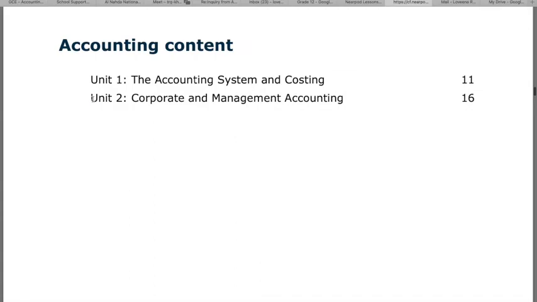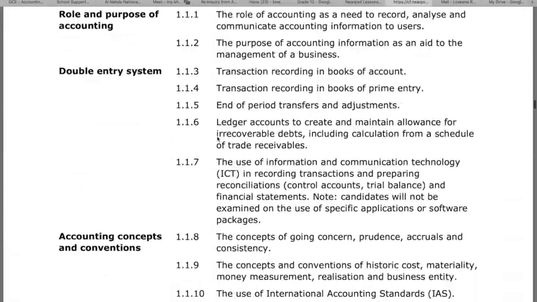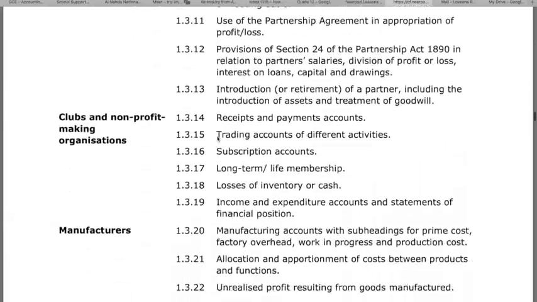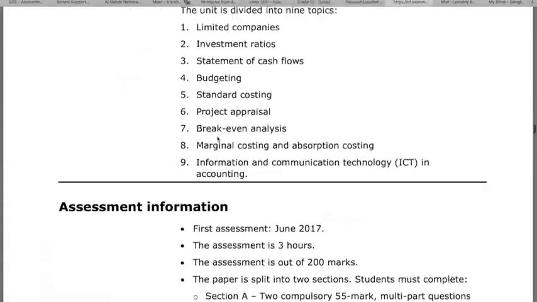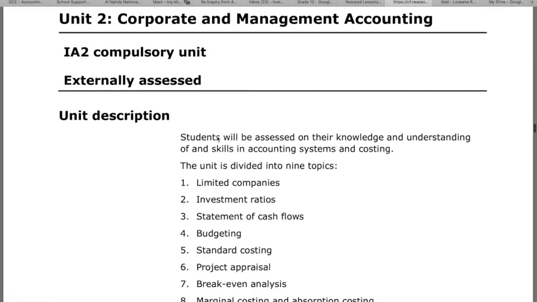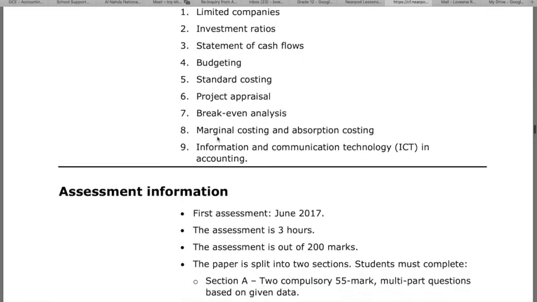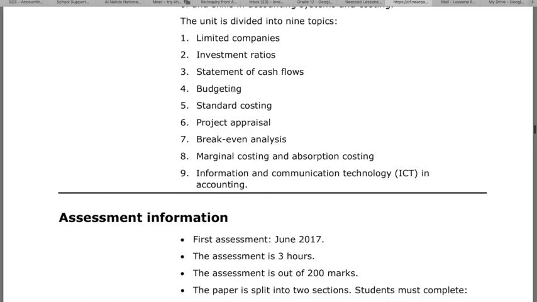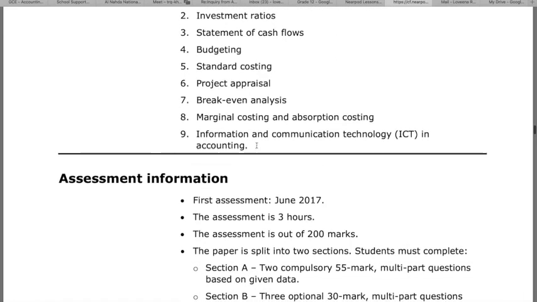A level is this Unit 2 Corporate Management Accounting. It starts from page number 16. I'll quickly discuss with you what you're supposed to be doing here. All of this is done. Yes, this is one compulsory unit. You have 8 sections here: limited companies, investment ratios, statement of cash flows, budgeting, standard costing, project appraisal, break-even analysis, marginal costing and absorption costing, and information and communication technology in accounting, which is the self-study part.